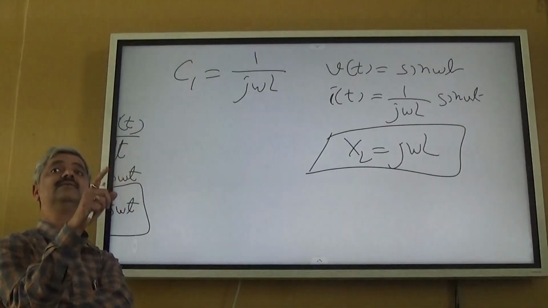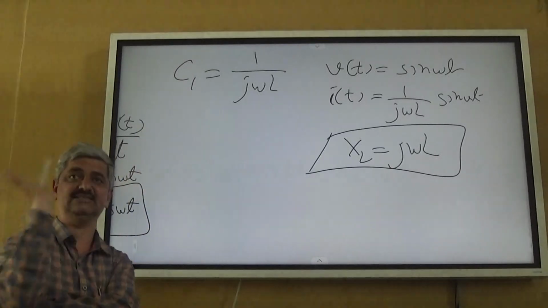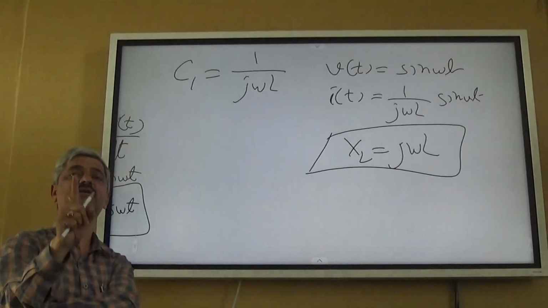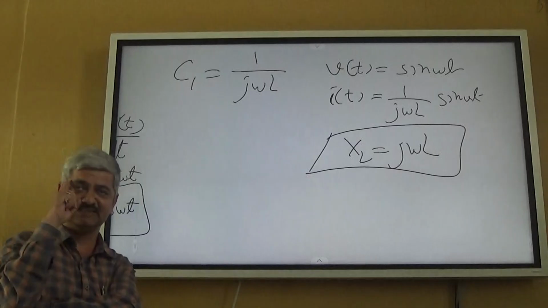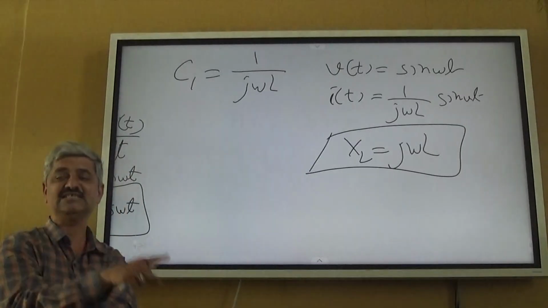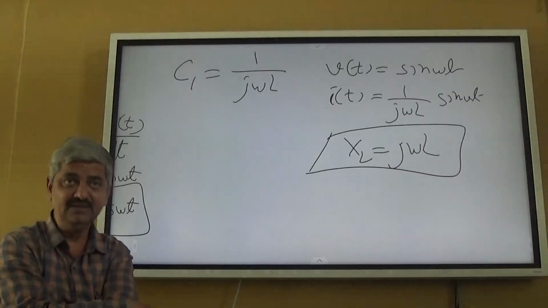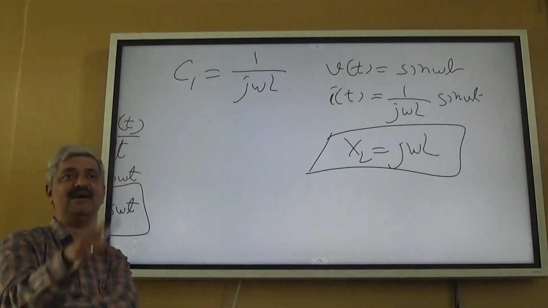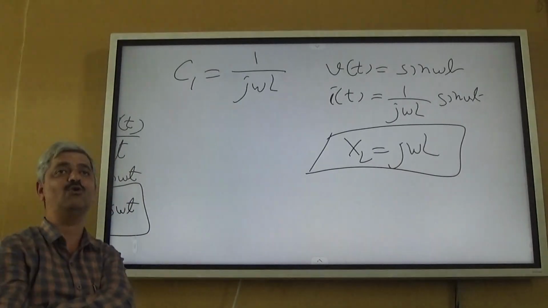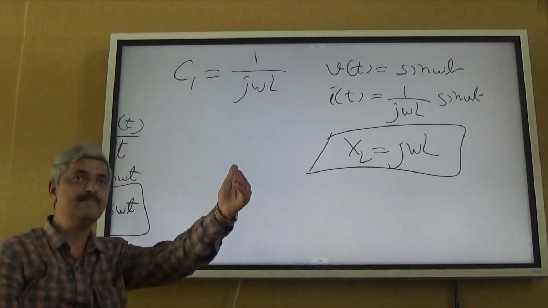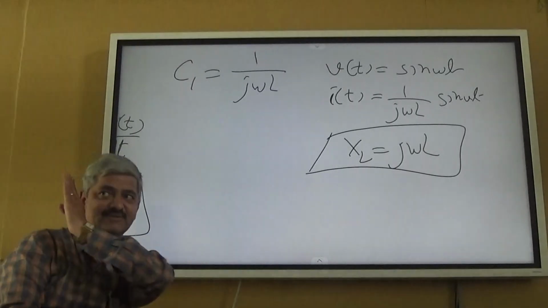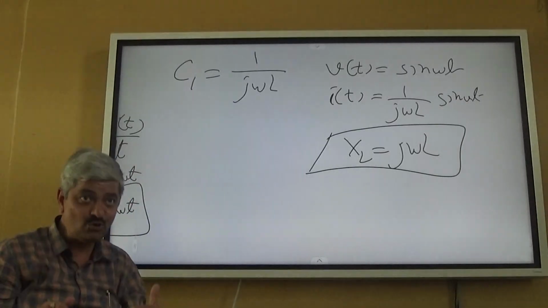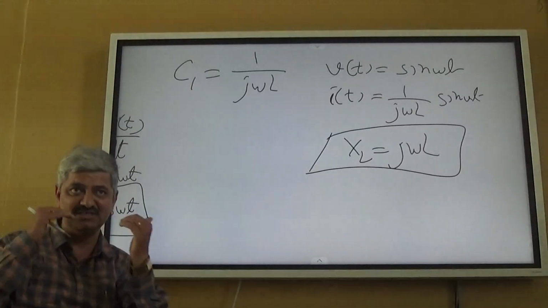Capacitive impedance is minus j upon omega c. Right? Is it okay? So inductive impedance is a plus imaginary number. Capacitive impedance is a minus imaginary number. In inductive impedance, omega is in the numerator. In capacitive impedance, omega is in the denominator. So, if I have the same LC components, then as frequency increases, inductive impedance will increase, and as frequency increases, capacitive impedance will decrease. So, one is positive, one is negative.